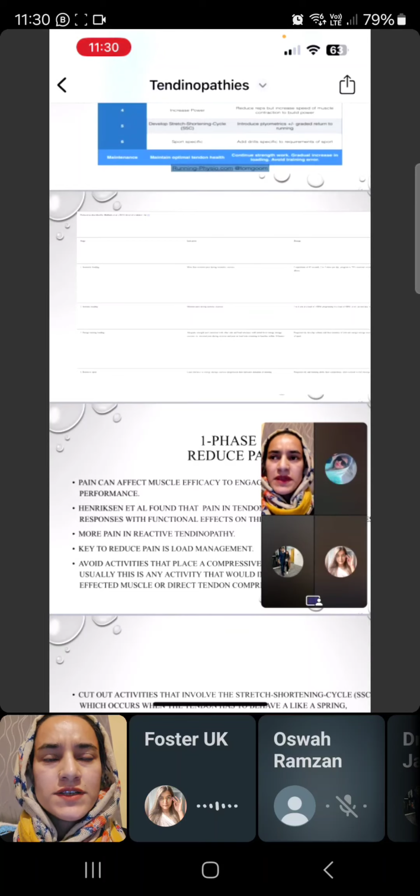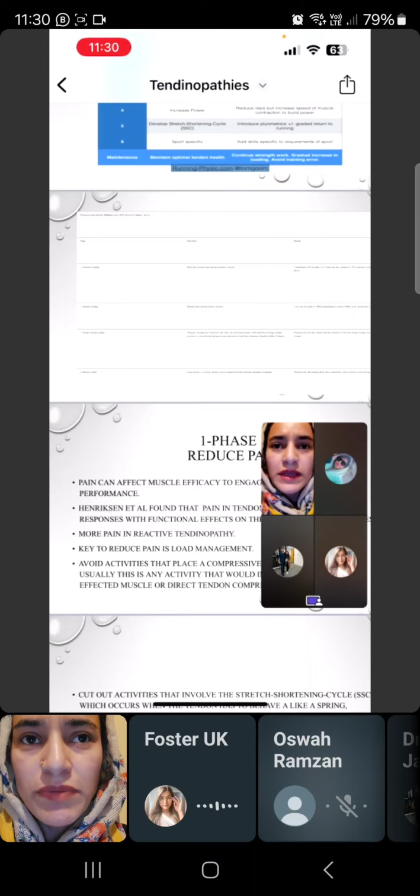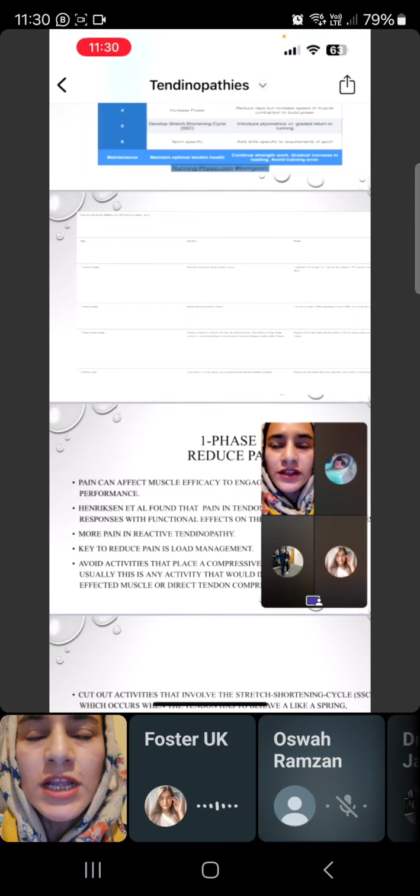Because again we are saying that pain management strategy is to avoid or to manage compressive and tensile loading. So still we are following the same pattern. We are not changing the length of the tendon or the muscle, but still we are trying to load it in an ideal way to build up enough strength, but slowly and gradually.